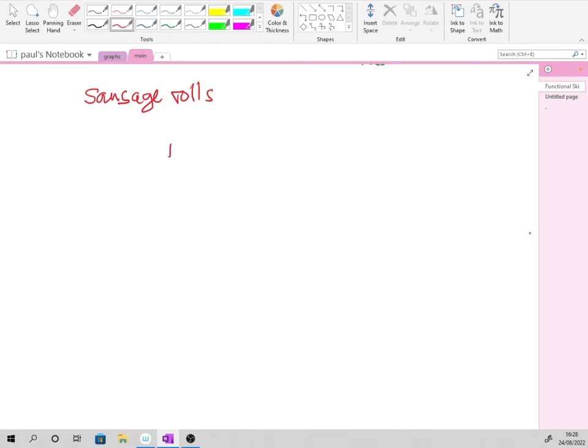So here's the number of sausage rolls. You can either eat 0, 1, 2, 3, 4, or 5. And here is the frequency. We asked loads of people, so we do bigger numbers now: 8, 10, 12, 11, 3, and 2. So in here, this one will be the total.